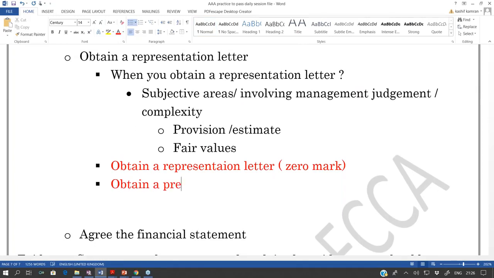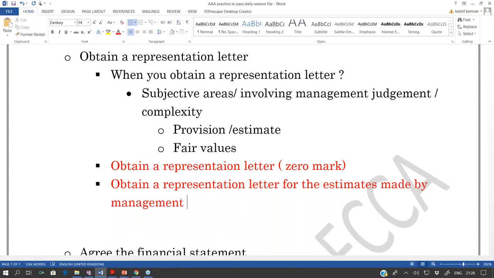you say obtain a representation letter for the estimates made by management. Okay, that's at least better because you justified that you're taking it for an estimate. In the first one, you didn't even justify what you are taking it for. But in the second one, you at least justified that you're taking it for an estimate. So this will give you 0.5 marks, because still you are missing something.